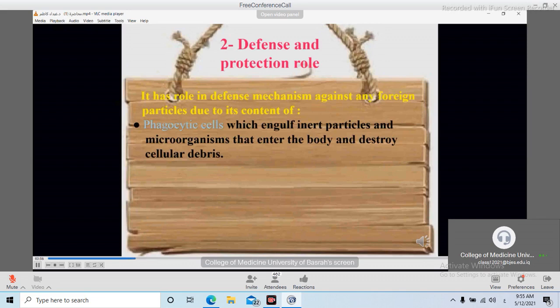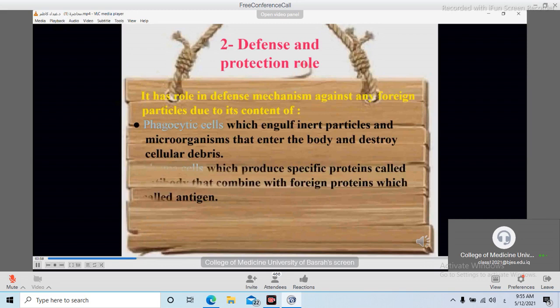Any foreign particle that enters the body. Also, it has plasma cells, which produce specific proteins called antibodies.